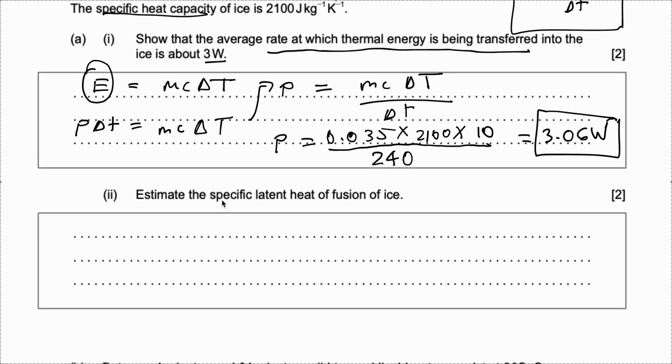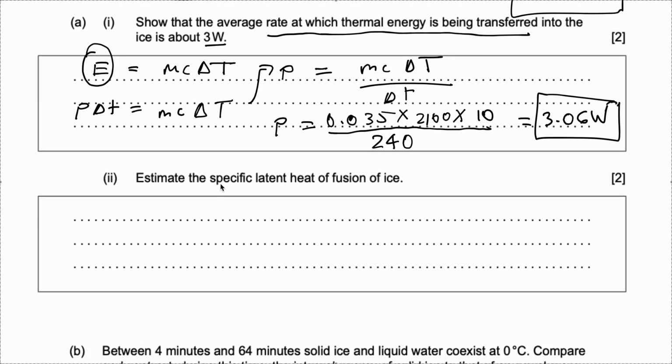Now, estimate the specific latent heat of fusion of ice. What exactly is specific latent heat of fusion? It tells us how much energy per kilogram you need to change the state of a substance from one to another. In this case, how much energy do I need to change ice from ice to liquid, which is water?